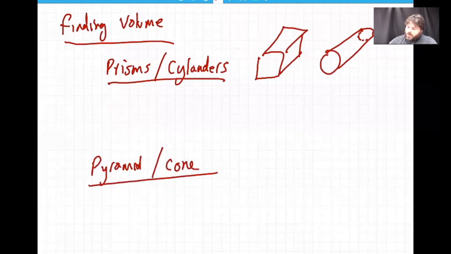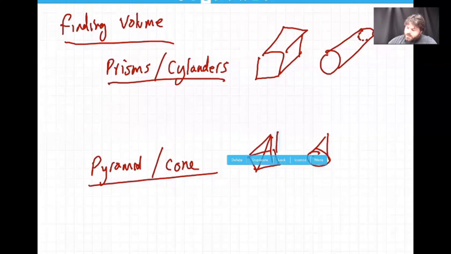All right, so you can see these are a little hard to draw, but I could do an average job there. There's a pyramid, and of course a cone would have just a circular base. Notice that the pyramids come to a point right here. So pyramids come together to a point, whereas cylinders don't. All right, so the volume of a prism or a cylinder is always the same.